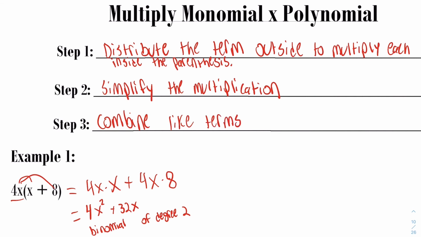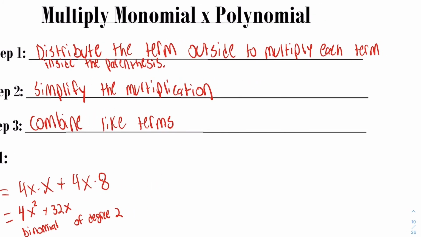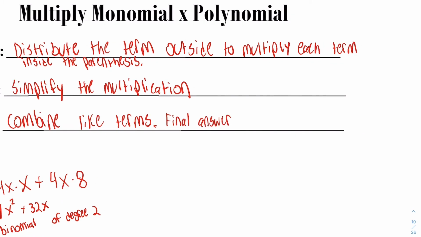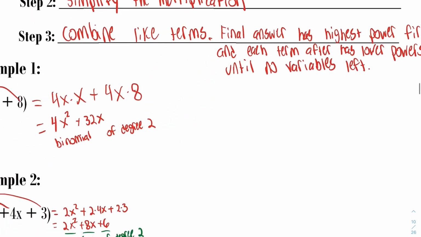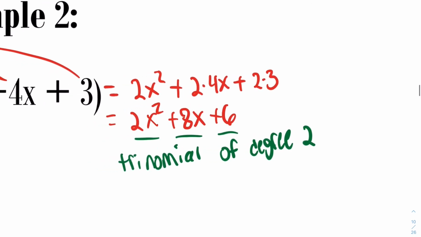And I never told you this in the last videos, but whenever you're writing the final answer, your final answer needs to start from the highest power and go lower until there are no more powers. The lowest term is also the last term. So the term that has no variables has to go last. Like this number 6. The normal way to write that, 2x squared plus 8x plus 6, is exactly how I have it. I have the highest power first, and then 1 power less, and then no power on the last term.